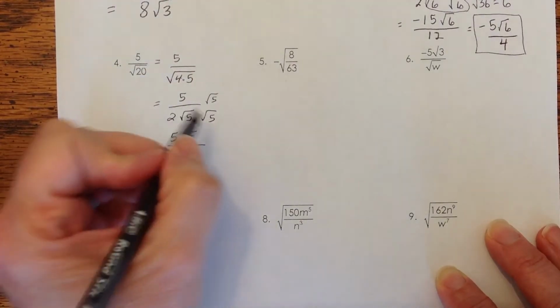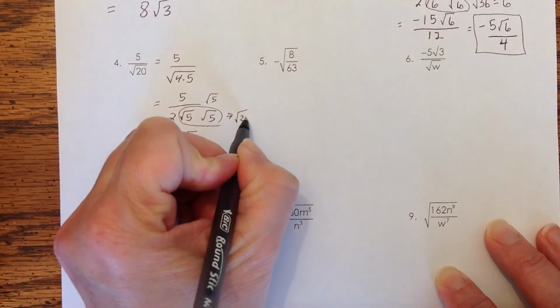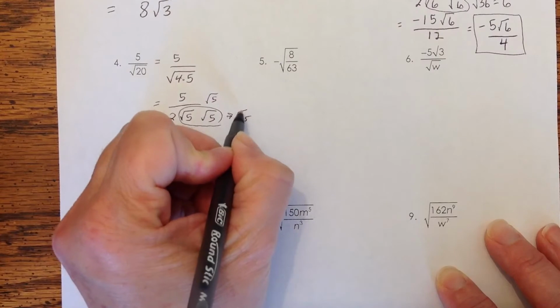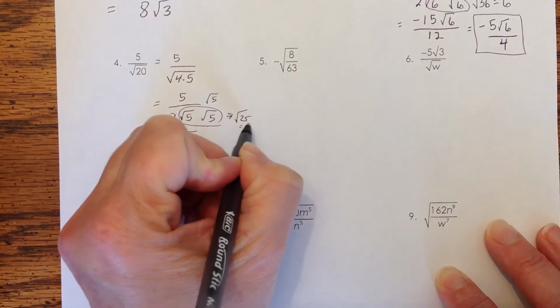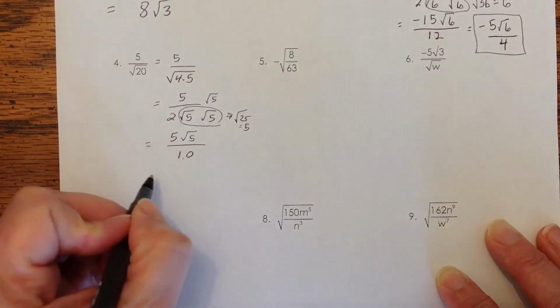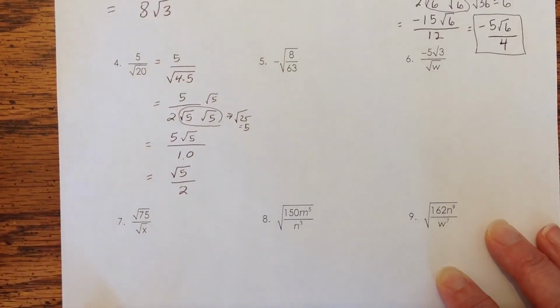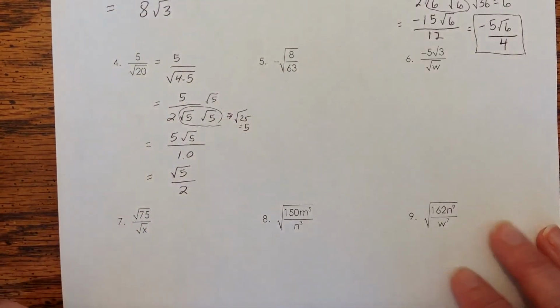Let's play out where we get 10. This right here is the square root of 25, which is 5. And then 2 times 5 is 10. Now 5/10 reduces, so we get the square root of 5 over 2 when we reduce the fraction.